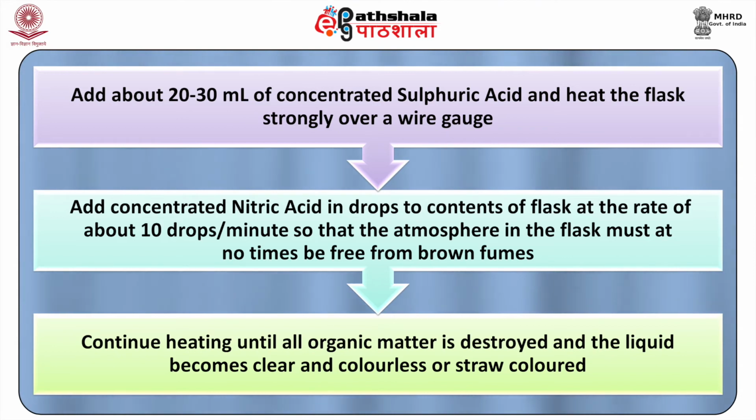Heating is continued until all the organic matter is destroyed and the liquid becomes clear and colorless or straw colored. To find out if the oxidation is complete, the flask is then heated without adding any nitric acid. If there is any unburnt organic matter, the liquid begins to darken, and if the digestion is complete, no darkening takes place and the white fumes of sulfur trioxide are given off. In the former case, the addition of nitric acid and heating are continued further till the organic matter is completely oxidized. Heating is continued for 15 minutes so as to expel the nitric acid completely.